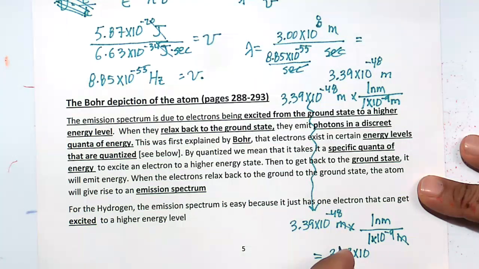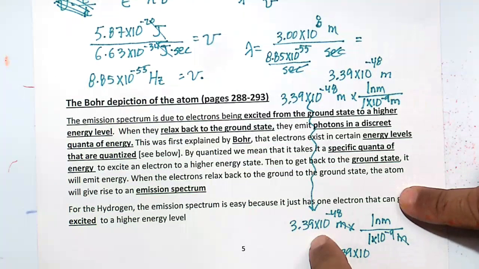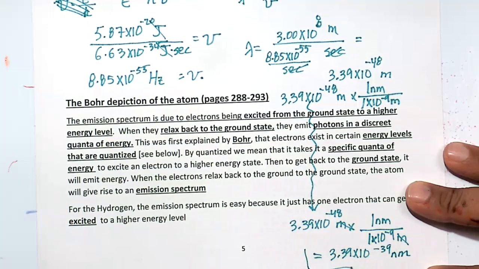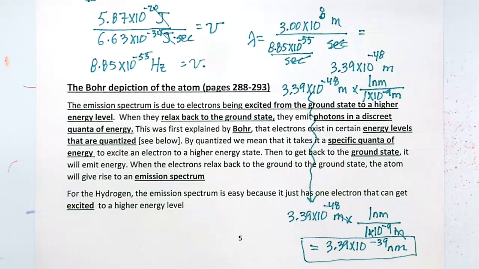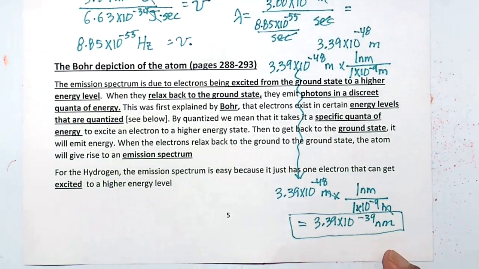Let me redo it again. So usually if you flip it, 10 to the minus 48 divided by 10 to the minus 9 should be minus 39 nanometers. Right, 3.39 times 10 to the negative 39. Yeah, it should be minus 39 nanometers. Okay? So this is how you do that problem.